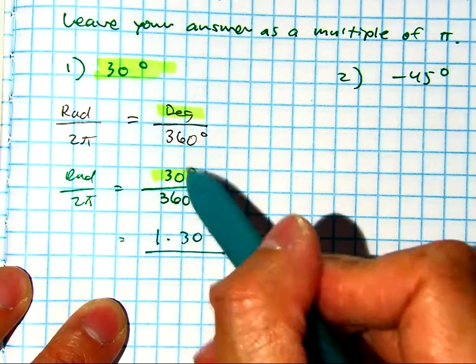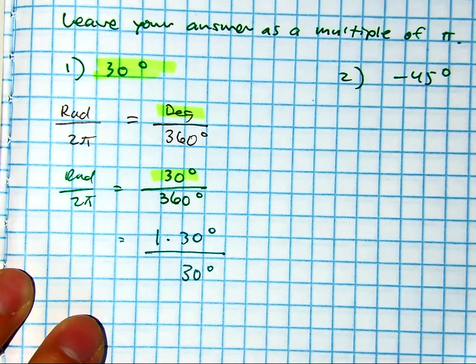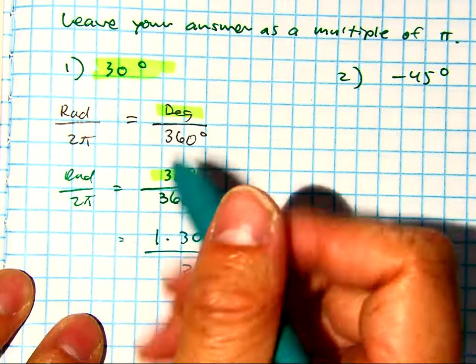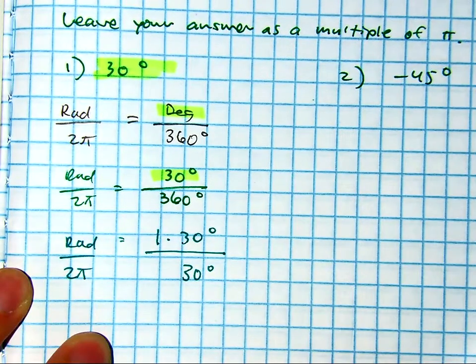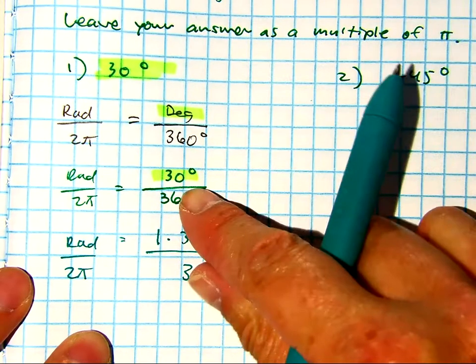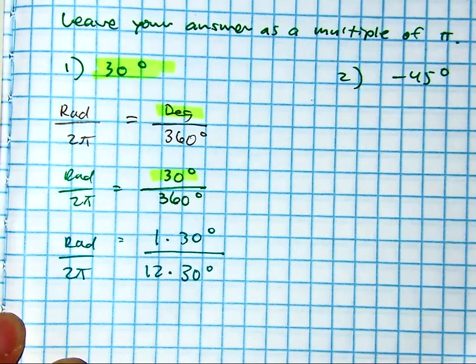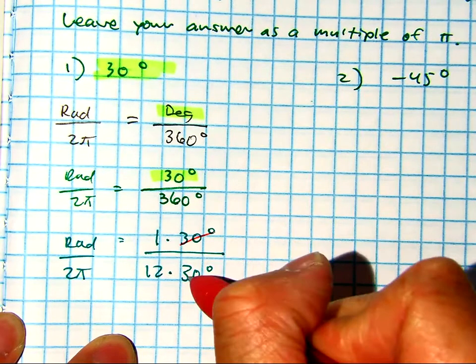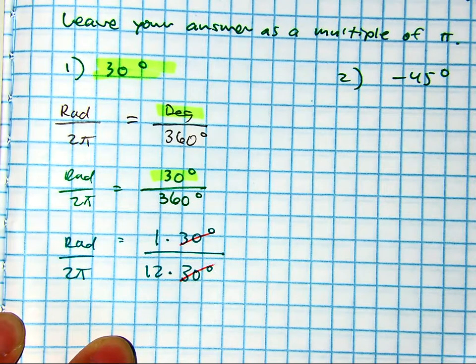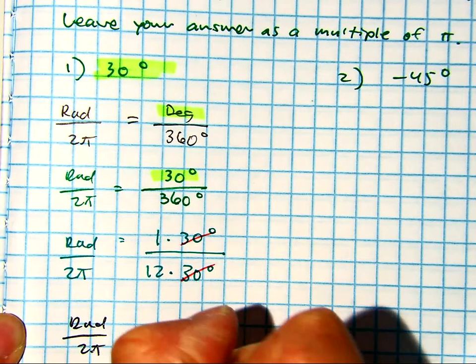I'm trying to simplify, reduce this fraction. So I know that my greatest common factor is going to be 30. 30 goes into 360 how many times? 3 goes into 36 12 times. Here I'm going to cancel. In this case, canceling equals 1. So in this problem, I am left with radians over 2 pi equals 1/12.